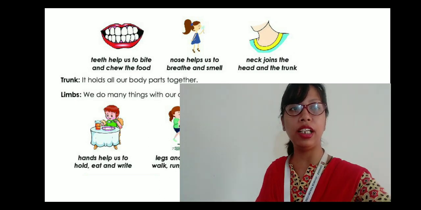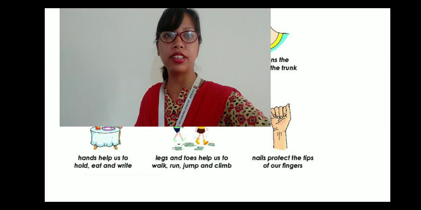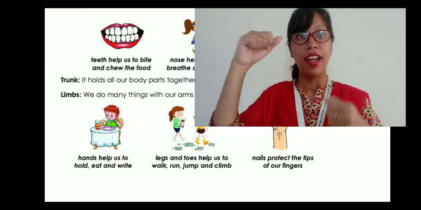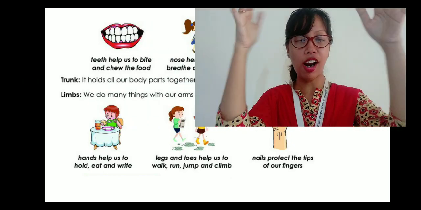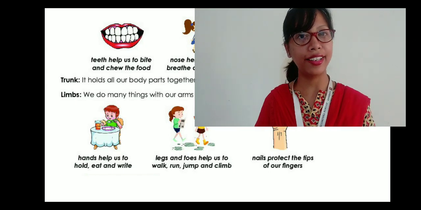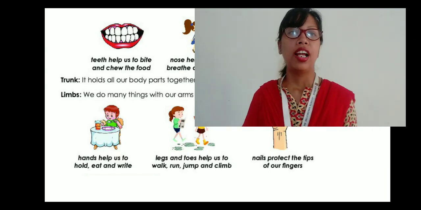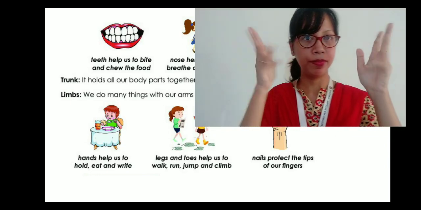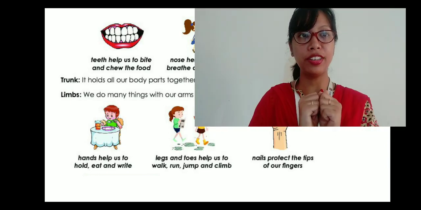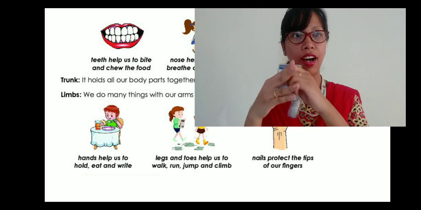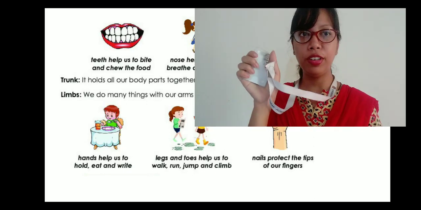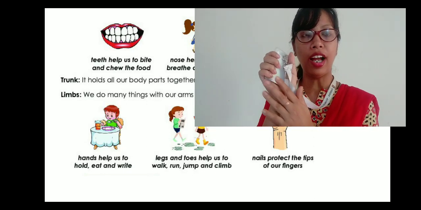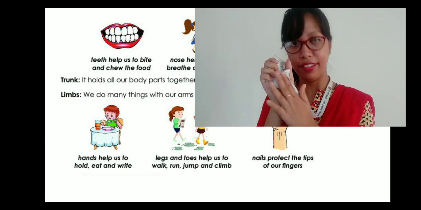Next we have the limbs. What are limbs? Limbs are hands or arms and the legs. Okay. Now what do we do with our hands? Hands help us to hold. Now I am holding my ID card. Yes? So I can hold only with my hand, right?